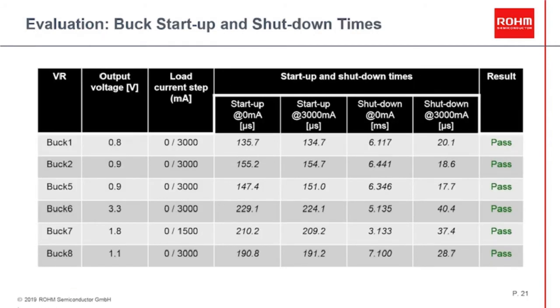Here the startup and shutdown times are listed. Tests were done on no load and maximum load. The test results are fully within the limits and the expectation. It is clear that a highly loaded buck regulator, when it switches off, has a significantly lower shutdown time versus when the buck has no load.